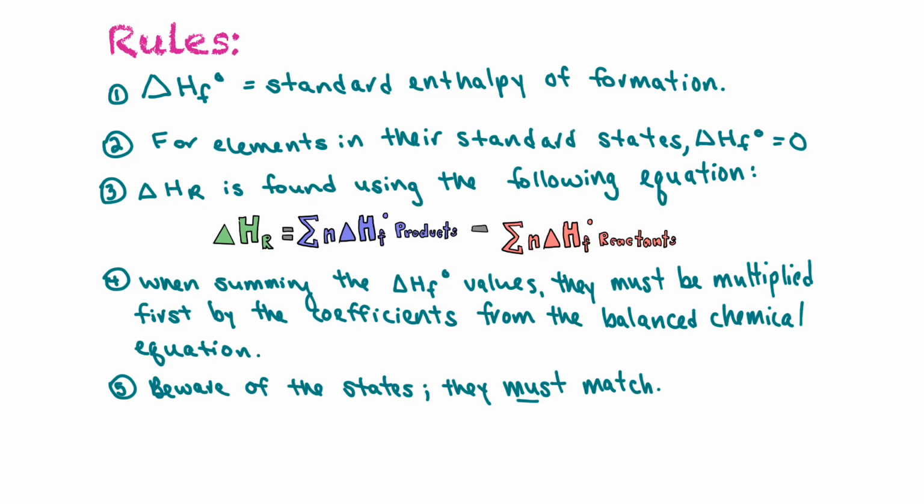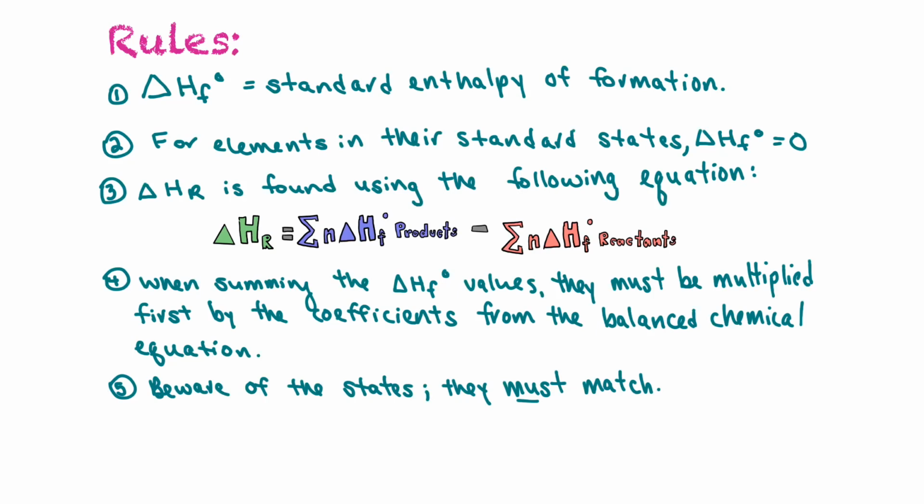Now, there are a few rules that we need to follow. The first rule is that the delta H of formation is delta H F. It's the standard enthalpy of formation, so at standard state. The other rule: for elements in their standard states, the delta heat of formation is 0.